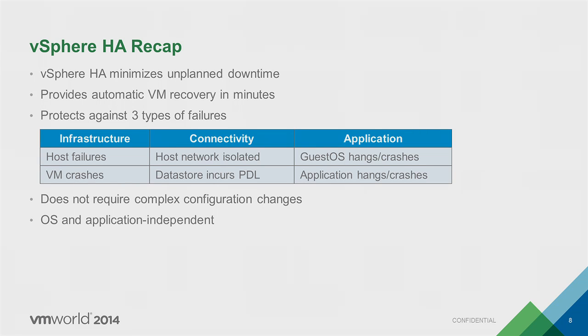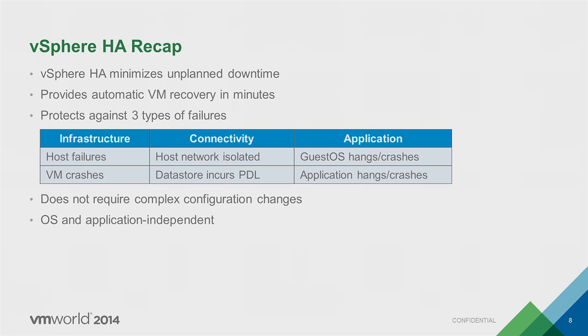So a little bit of a recap on HA, just to level set everybody before Manoj dives into the best practices. HA is going to minimize your downtime, and it's going to automatically recover your VMs if you lose a host. It also will recover your VMs if the VM crashes for some reason, and if you turn on VM monitoring, it's going to recover the VM if your OS crashes. So it provides a couple of different levels of protection.